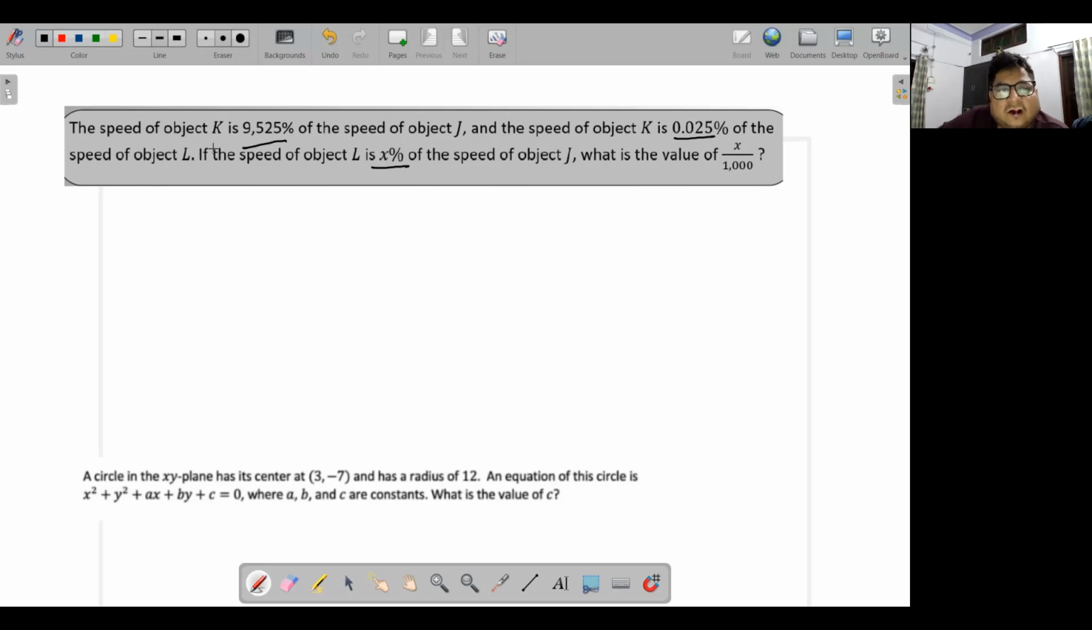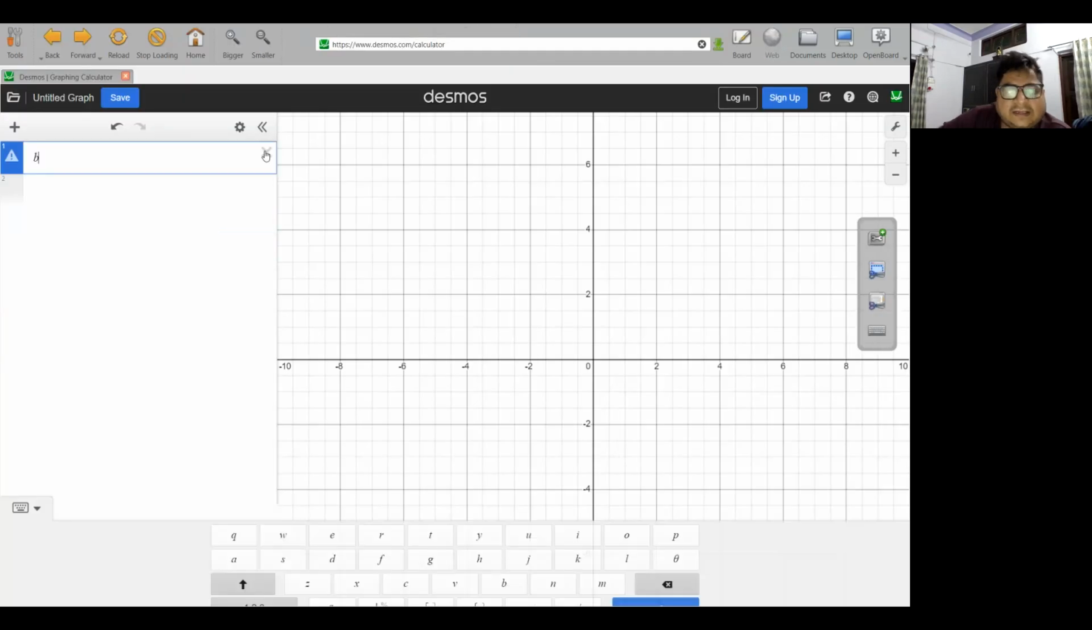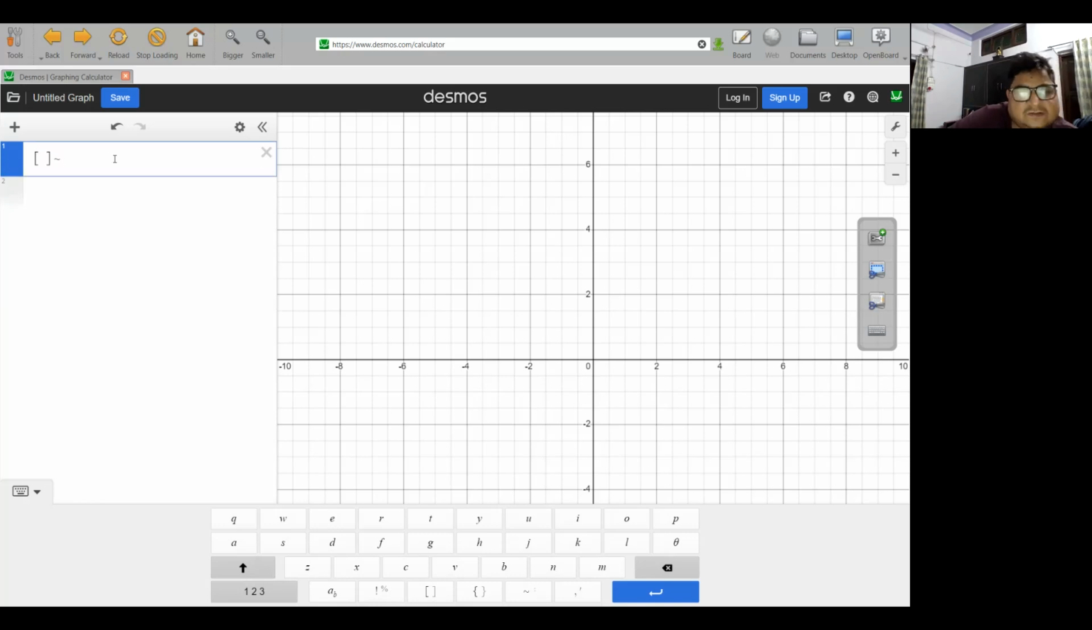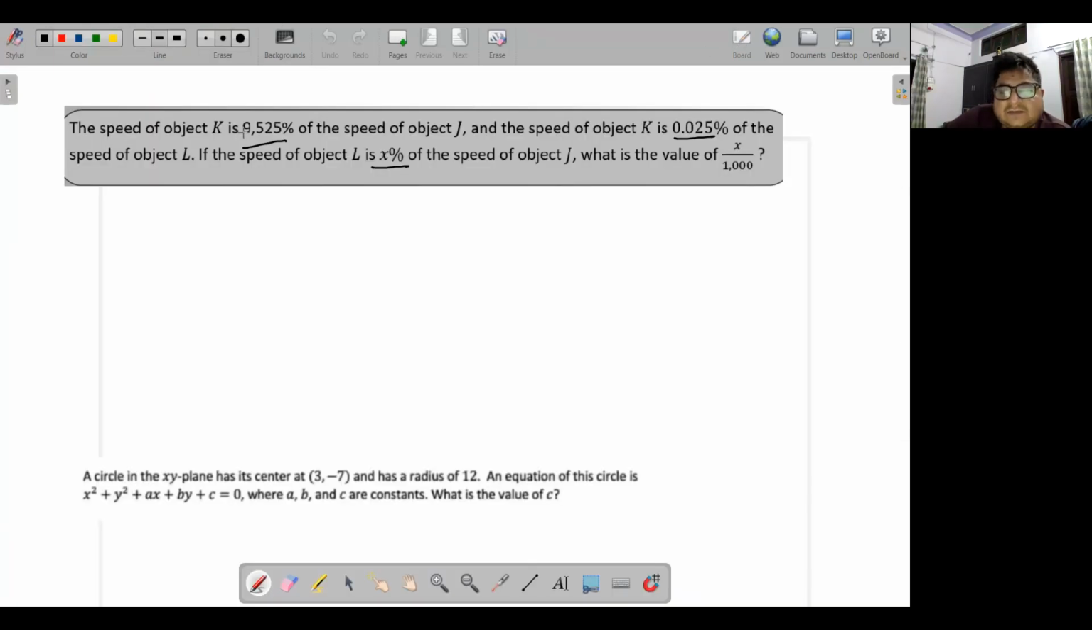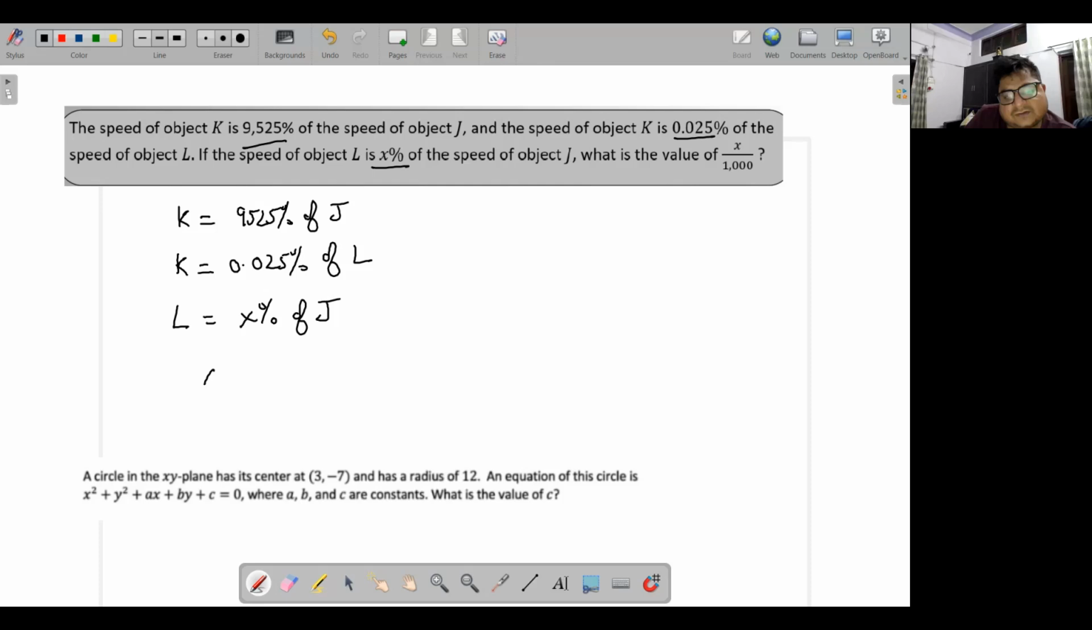So speed of object K, let's represent by K only. Again, I use the same thing, regression equation, which is very helpful. Now it says that k is equal to, so first we will write the equation k equals 9525% of j, speed of object j represented by j. Another one is k equals 0.025% of L. Now L is x% of j, and they are asking for x over 1000.